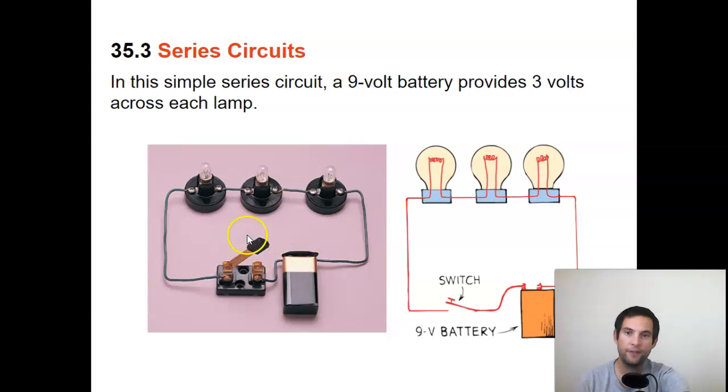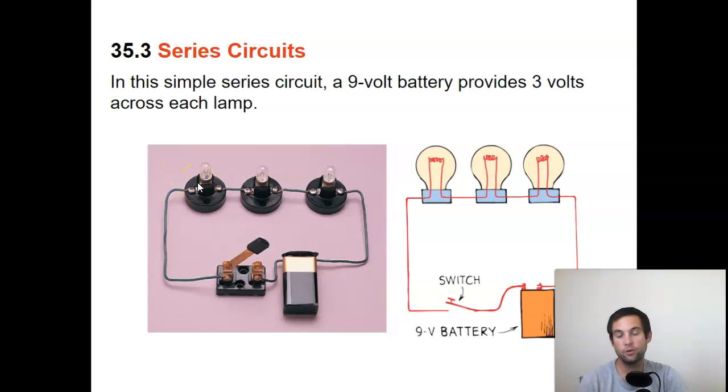Alright, so here we have a series circuit. We have a 9-volt battery and a switch. So the electrons are going to flow through the switch. Right now the switch is opened, but if we close the switch, then the electrons can go through each one of these bulbs. This is in series.